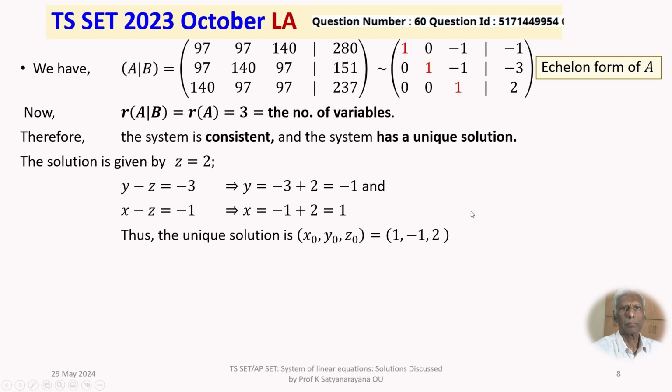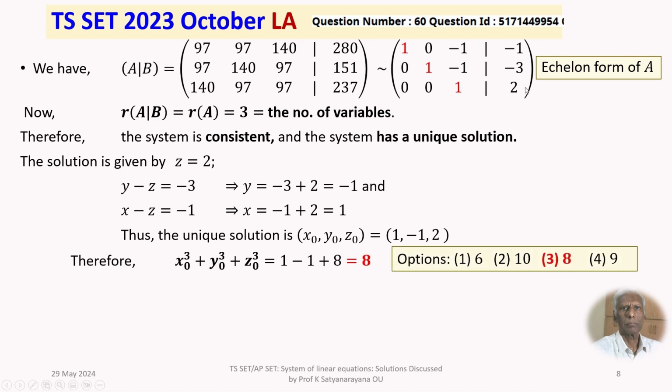Agreed. What is it that we want? x naught cube plus y naught cube plus z naught cube is 1 minus 1 plus 8. The 1 and minus 1 cancel, and you will get 8. So that is your answer.